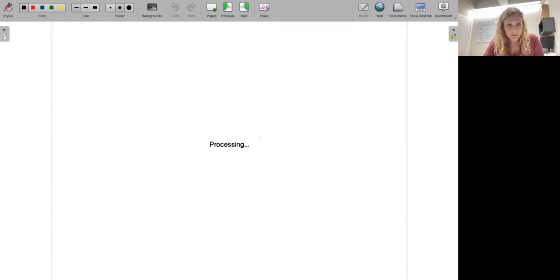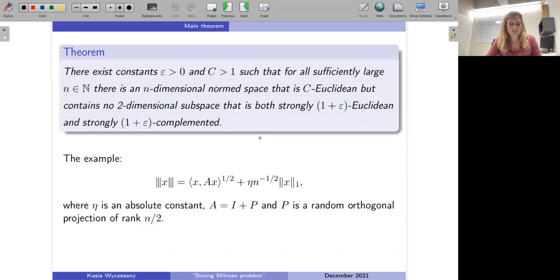And here is our example. It has quite an easy formulation. So this is our norm. I decided on the 3-line norm so that it really stands out. It is defined as the sum of an ellipsoidal norm, where A here is a matrix which is the sum of an identity matrix and a random orthogonal projection of rank n/2. So this is sort of like a randomly rotated ellipsoidal norm, right?